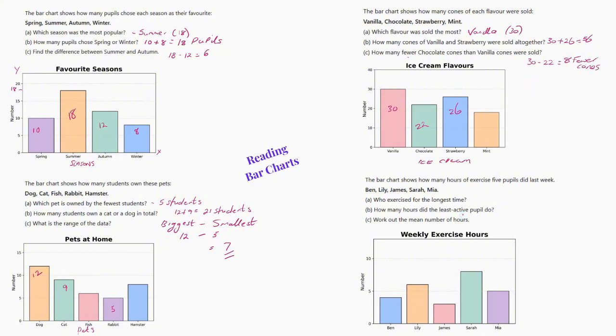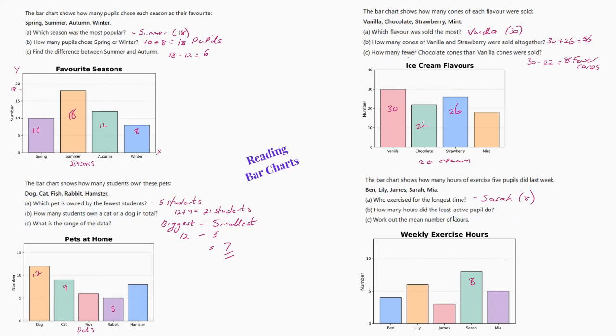And then finally, Ben, Lily, James, Sarah, and Mia all do exercise. Who exercised for the longest time? Well, looking at the graph there, it's going to be Sarah. She did, I'd go with 8 hours. So Sarah exercised the most.